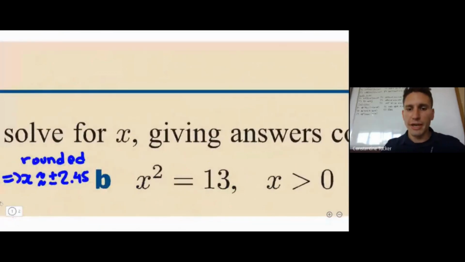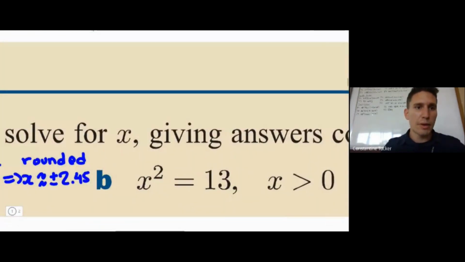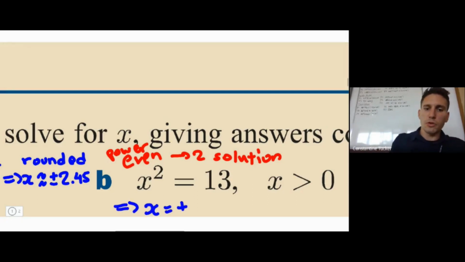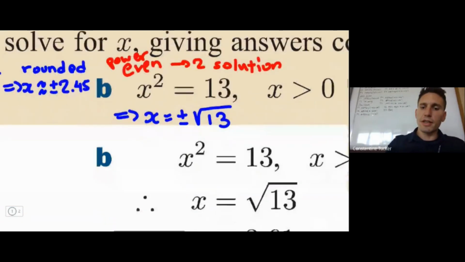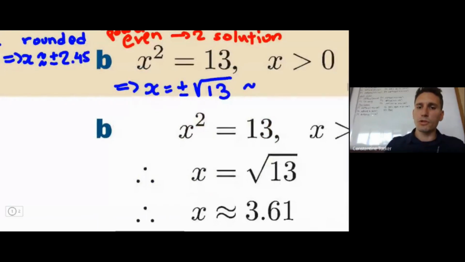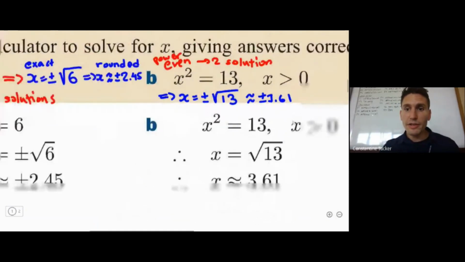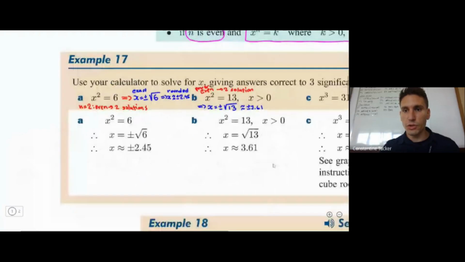So in this example, we've got x squared is equal to 13. Well, simply put, once again, we've got an even power. Even power means we have two solutions. Let me just clarify, I'm referring to the power. The power is even, so we have two solutions. So now that means that x is going to be equal to plus or minus the root of 13. Now, if you put this into the calculator, that's roughly equal to 3.61. So you can put a plus or minus 3.61.